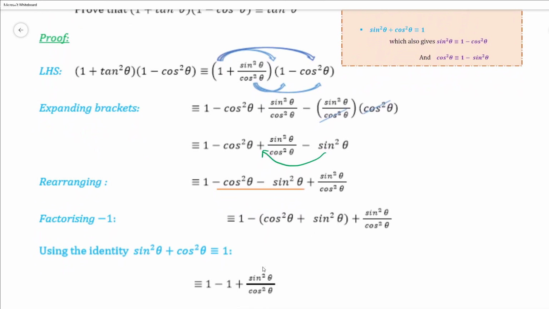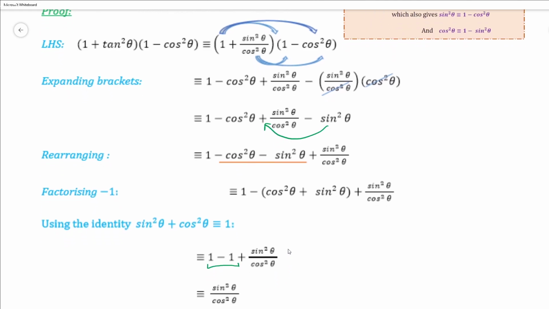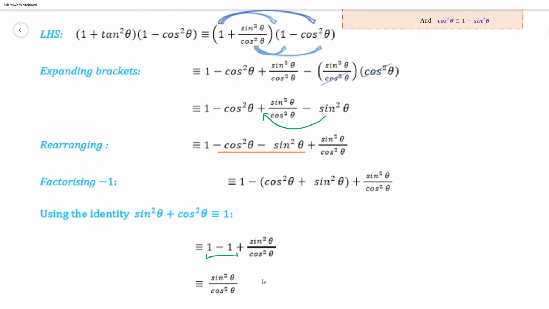Alright, so then here we would have 1 minus, this is being replaced by 1 based on our identity. And then we have our sine squared theta over cos squared theta here. And simplifying just this part of it, we have 1 minus 1, that is 0. So then we'll be left with our sine squared theta over cos squared theta. And we are getting very close to what we need to get.